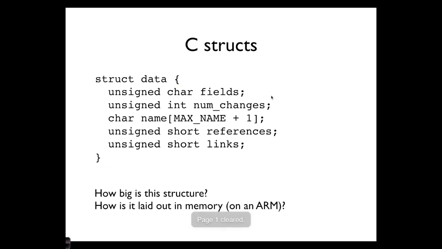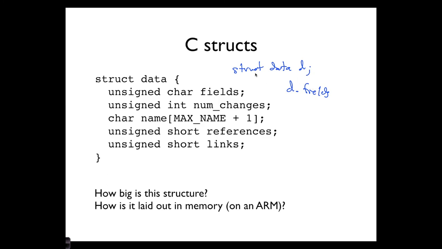So if you want to make a data, good call. You say something like this: struct data d semicolon, and that will make you a data. And then you can say d dot fields, etc. That's how that works.